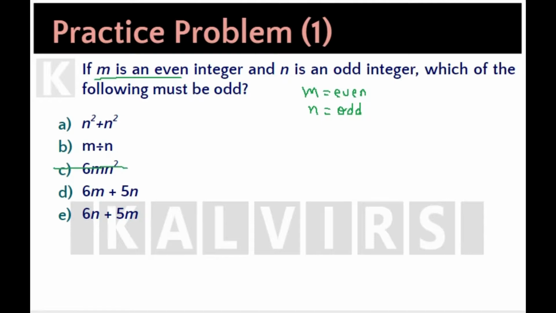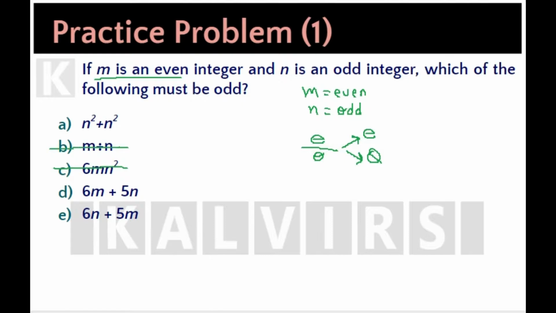Letter B is the second one to be discarded because we cannot determine what kind of integer that quotient is according to the rules. Remember that even over odd can be either an even integer or a rational number, a fraction. So this one is going to be discarded.